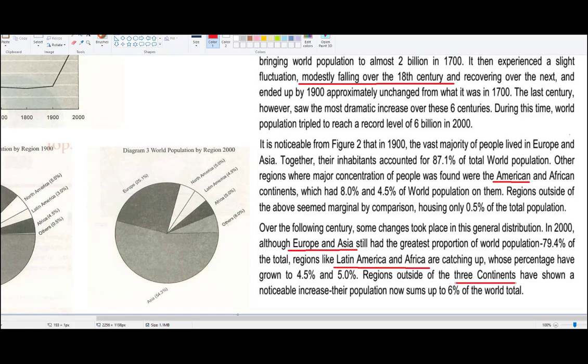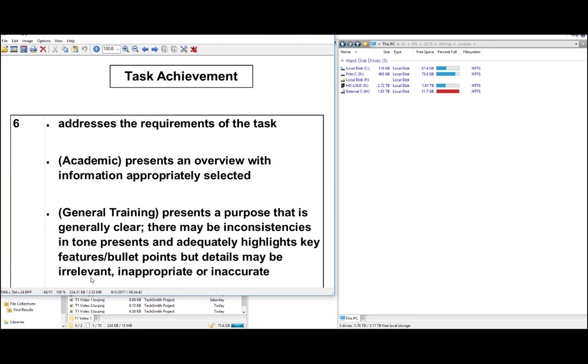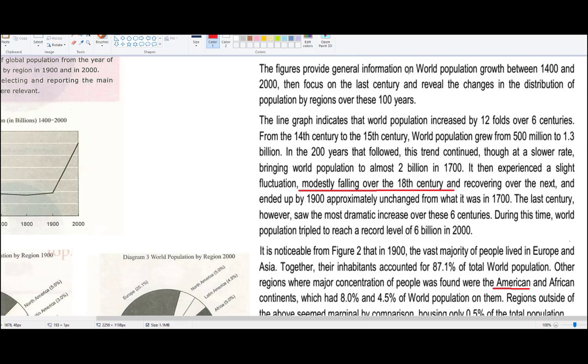It's not mechanical, so let's say, yeah, 6. It's just too lengthy, though. It's too much unnecessary information. Let's move on and look at cohesion and coherence. Let's get rid of this.